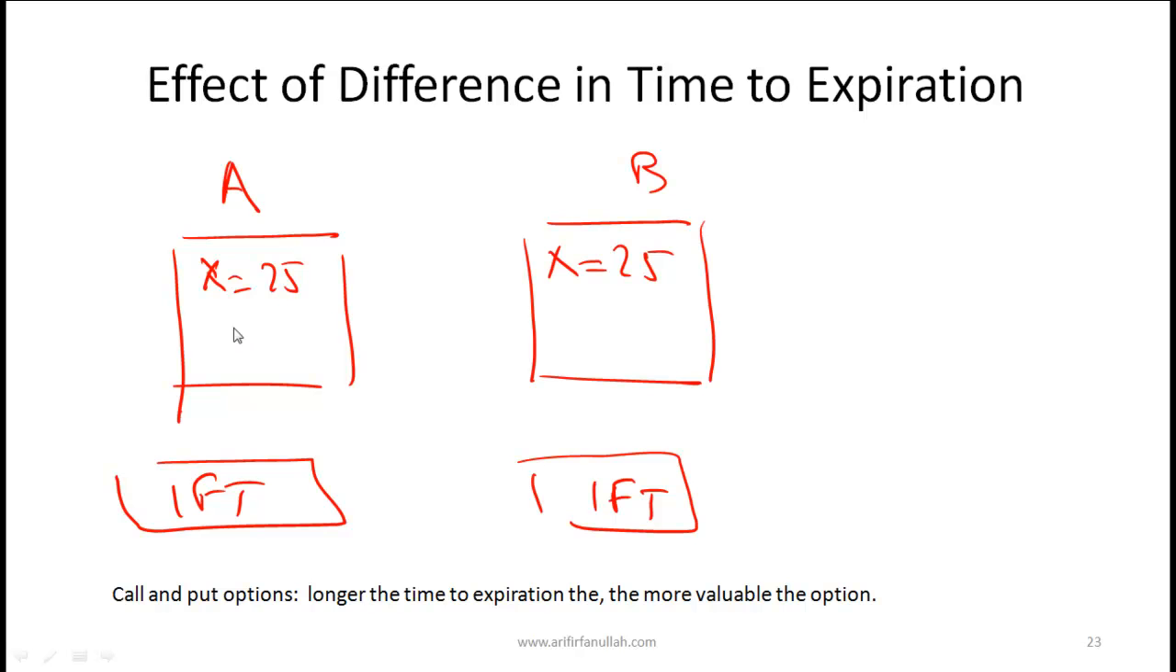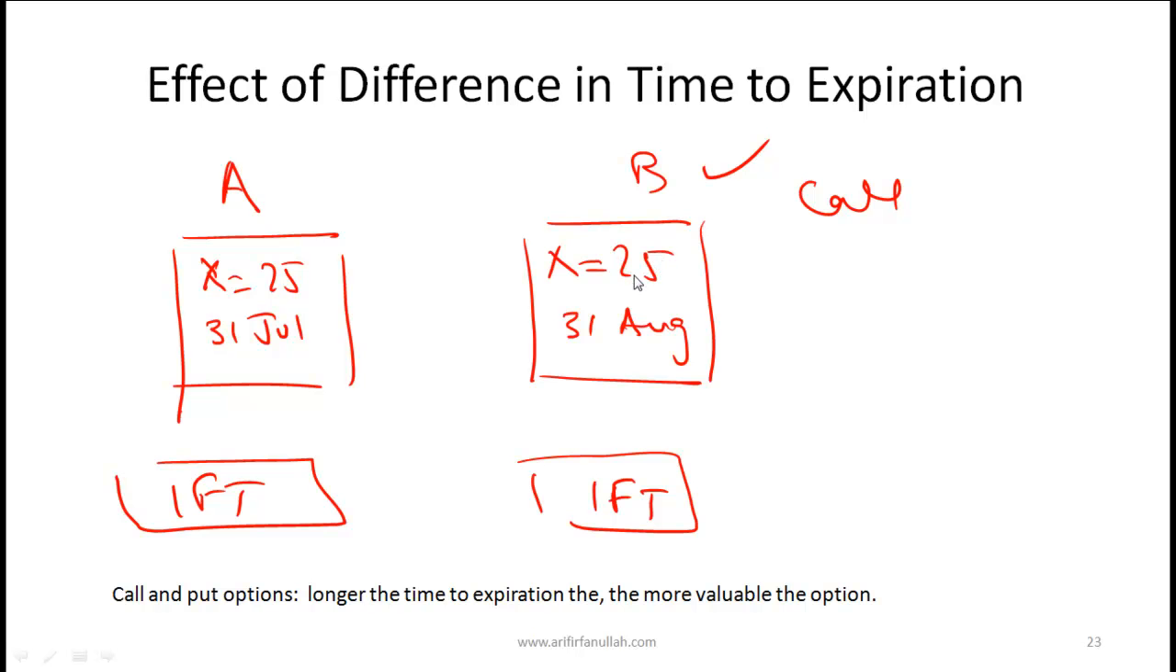The only difference is that A matures on 31st July and B matures on 31st August. So which is more valuable? Now the answer is B is more valuable, because with B, if this is a call option and you have bought option B, then there is more time for the stock price to go up, and hence there is a greater chance of your making more money with option B. Hence option B is more valuable.